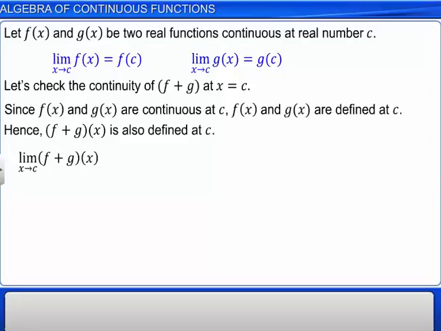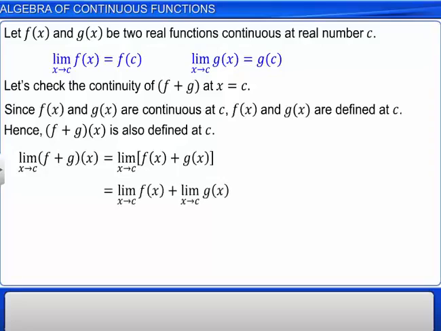By the addition property of the algebra of functions, f plus g of x is equal to f of x plus g of x. Also by the algebra of limits, we know that the limit of the sum of two functions is equal to the sum of their limits, and this is equal to f of c plus g of c, since functions f and g are continuous at x equal to c.